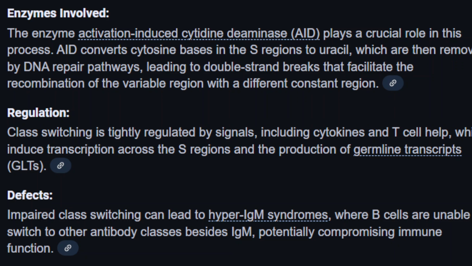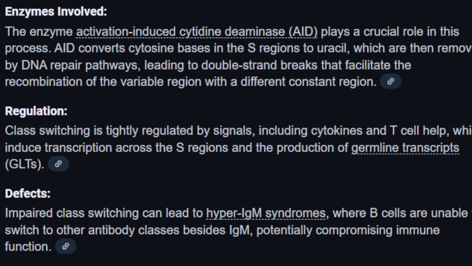Hyperimmunoglobulin M syndrome, where B cells are unable to switch to another antibody class besides immunoglobulin M, potentially compromising immune function. So immunoglobulin M is the basic one, and from that one all the different immunoglobulins are transformed. If you have a deficiency of the enzyme that regulates this whole process, or if you have impaired class switching, you're going to have the disease called hyperimmunoglobulin M syndrome.